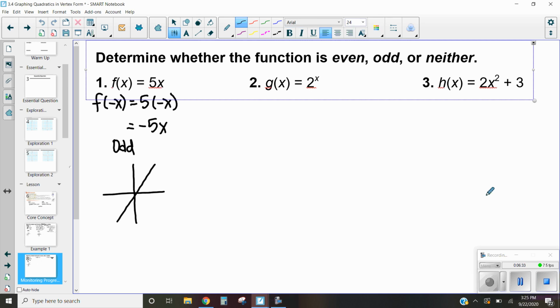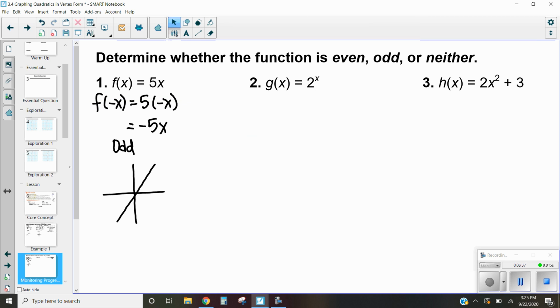Okay, hopefully you've had a chance to look at that first one. As you look at that first one, you can see that this is actually going to end up being an odd function for us. And the reason why is as I substitute in that negative x, I end up getting out a negative 5x. And that is the definition of what happens when I have an odd function.